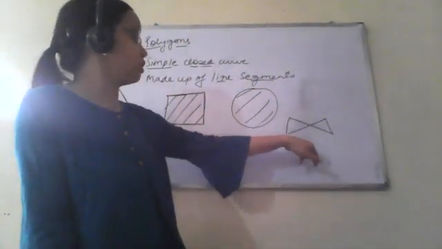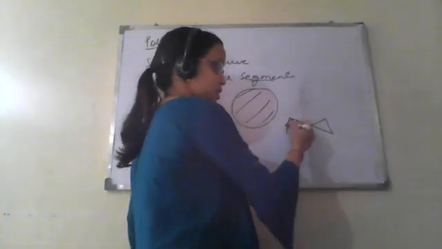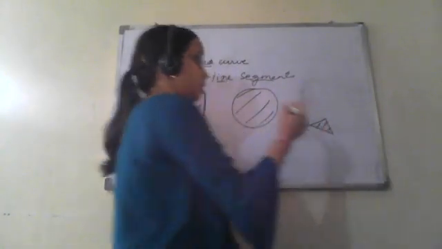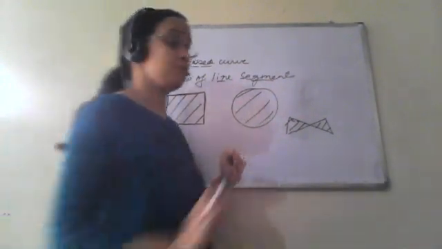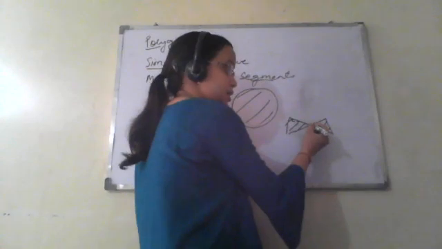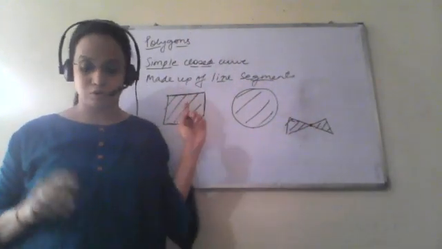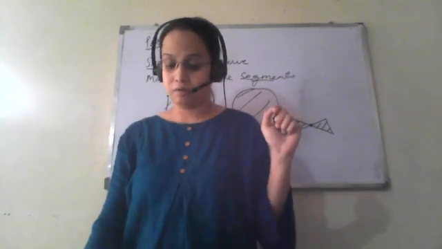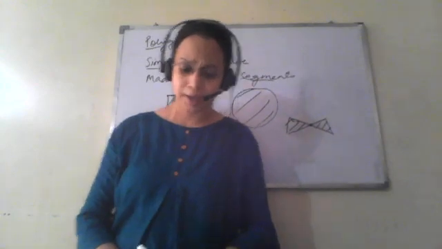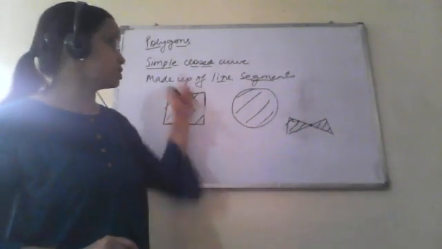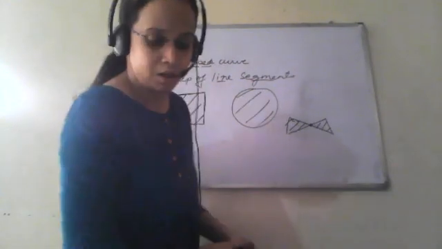It is a closed curve, yes, it is enclosing an area, and it is made up of line segments. Two things are clear. But it is not a simple curve because it is intersecting or crossing itself at this point, so this is not a polygon. So while defining the polygon, these three things should be kept in mind: whether it is a simple curve, a closed curve, and made up of line segments. So that was all about polygons.